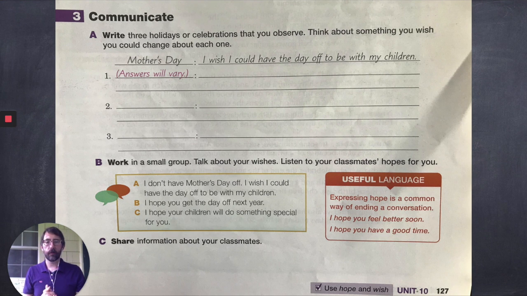And just to finish out for today's lesson, it said in our useful language, expressing hope is a common way of ending a conversation. I hope you feel better soon. I hope you have a good time. Often we'll say, I hope a lot, even in casual conversations, not informal. Formal is like coat and tie, casual is like t-shirt and jeans. So in casual conversation, we even might finish like, hope to see you soon, right? Or hope we see you soon, to fit our pattern.